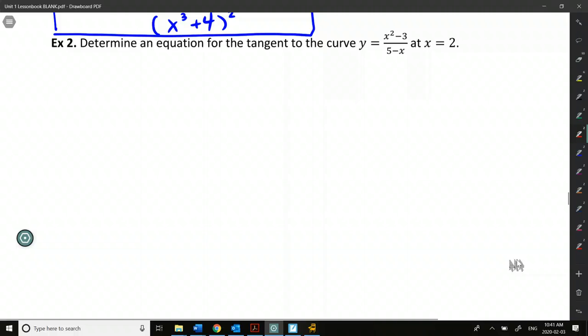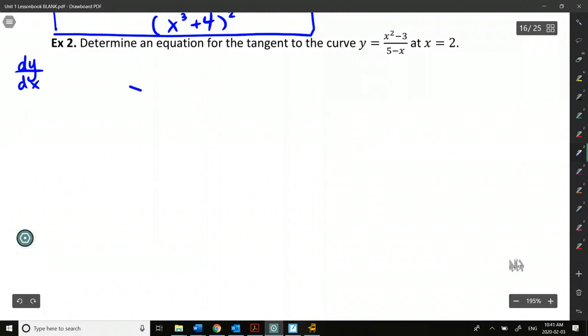Okay, determine an equation for the tangent to the curve y equals x squared minus 3 over 5 minus x, where x equals 2. Okay, so for an equation for the tangent, I need the slope of the tangent to start, which means I need the derivative of this function.